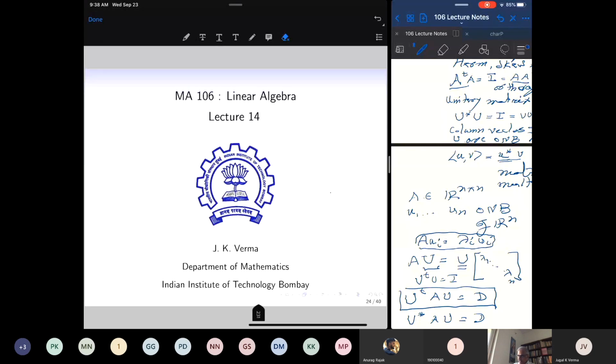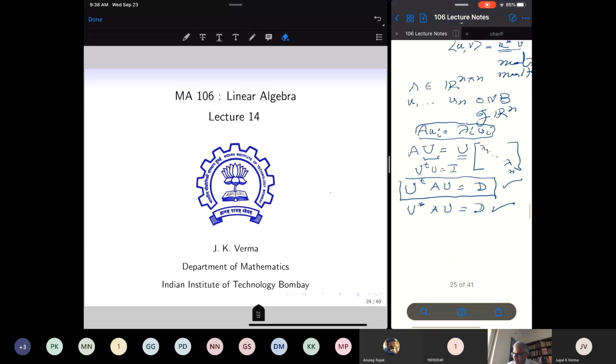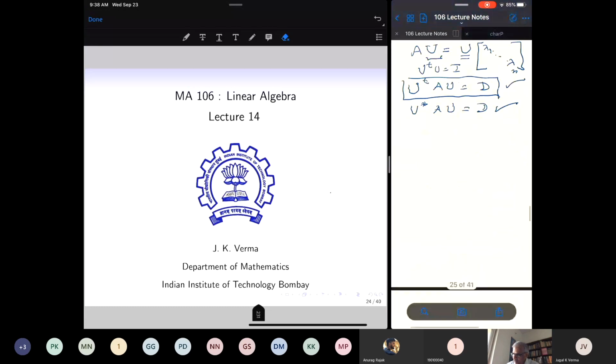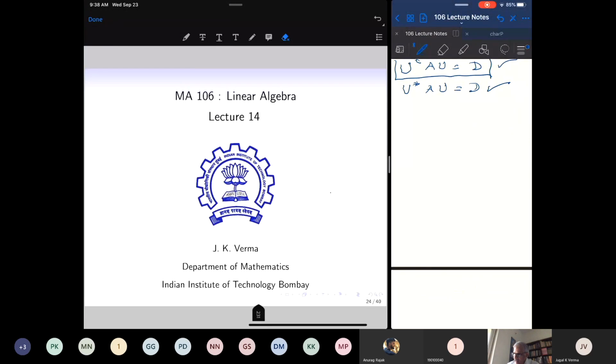So this is the real analog and this is the complex analog of the spectral theorem. And we have seen the fact about how the matrix of a linear transformation changes when you change the basis. So this says that A U transpose U equals a diagonal matrix.